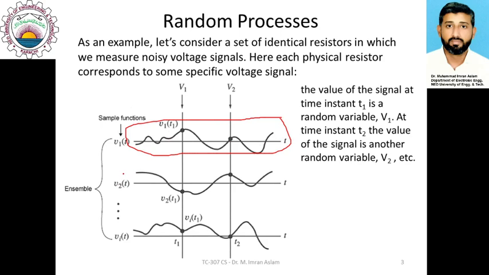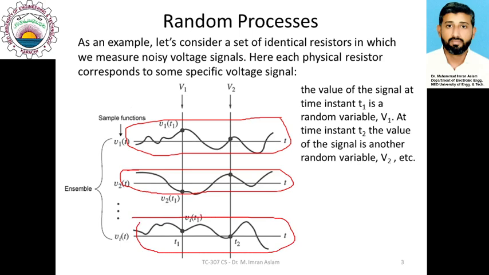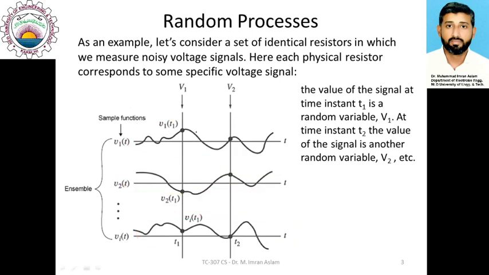If we measure the voltage across another resistance, you can see that it will be generating another waveform for the voltage, which is another sample function, and so on. For all resistances, we will be getting a number of waveforms. And if we observe all those resistances at a certain time, we will be getting random values here, here, and here, and that means these are actually different random variables which correspond to a specific time here.